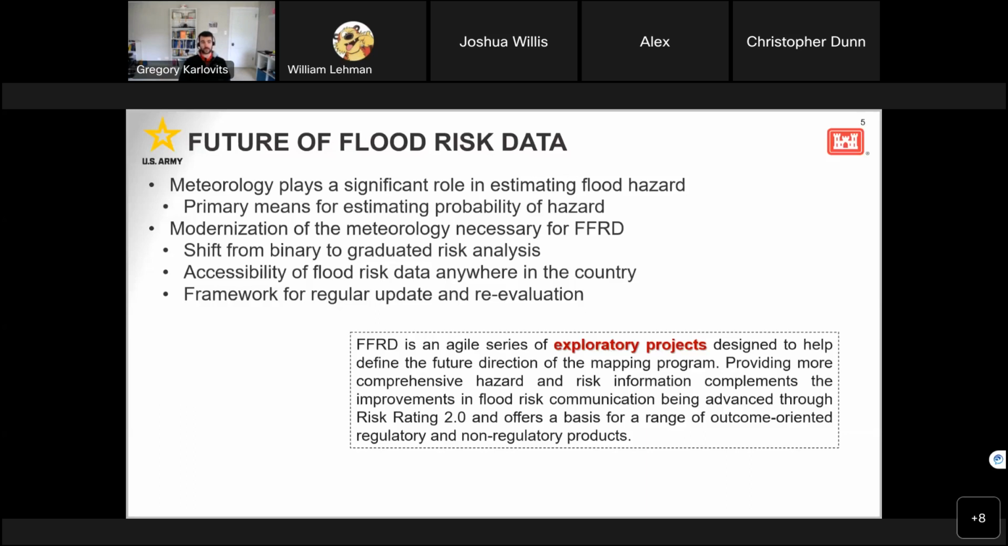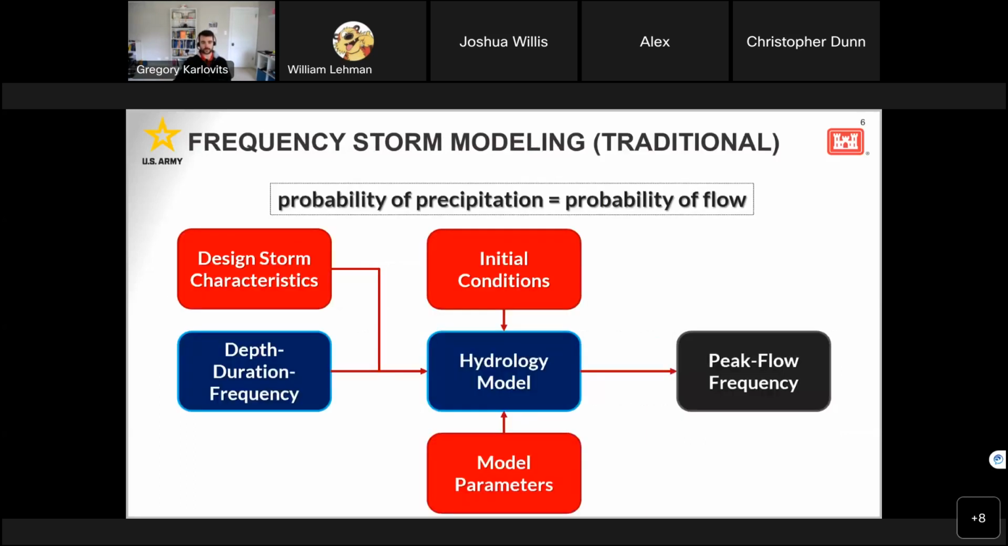And this is being rolled out everywhere. The intention is to be able to cover the entire country with this methodology. And then we also have to be able to regularly update and reevaluate it. And so all of these things really tell us that we need to be pursuing a data-driven approach that can be quickly scaled and applied anywhere within the United States.